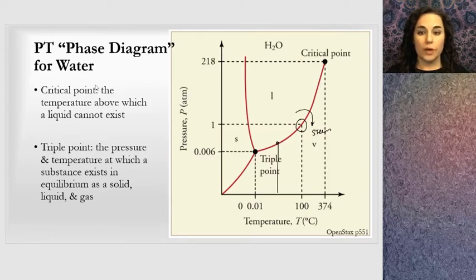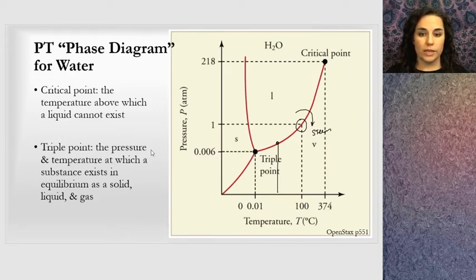The critical point is the temperature above which a liquid cannot exist. So when we look at this here, above this temperature, regardless of the pressure, you will not be able to get liquid water in a system. It will only be a gas of water. Another point on here that is important is the triple point.